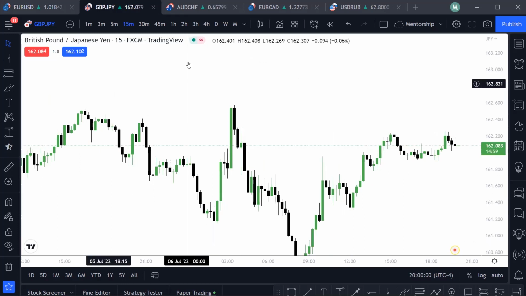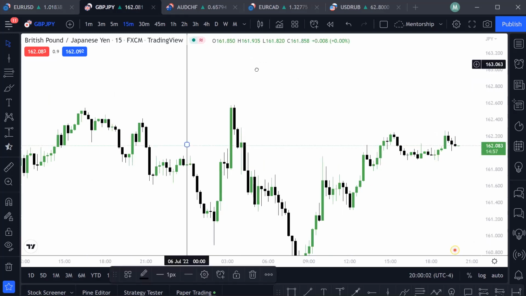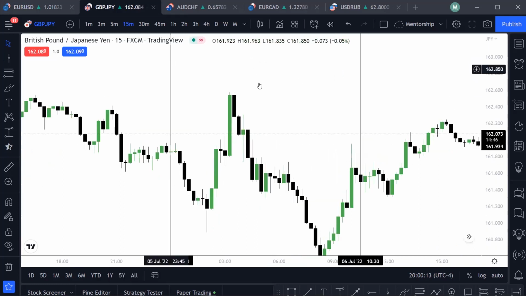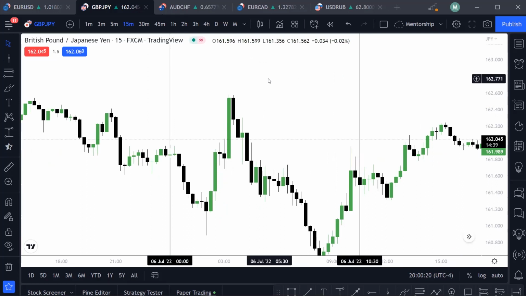So, between midnight and 11:00 in the morning, New York time, I am only looking for entries between this line and this one. Entries to institutional levels only, or smart trading entries.